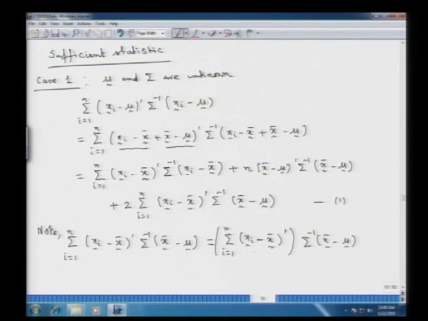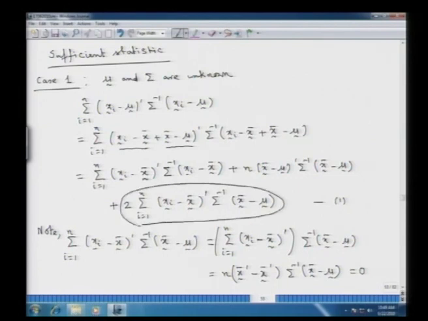It is going to give us 0, because it is the deviation from the sample mean vector x bar, and hence this is going to give us n times x bar transpose minus n times x bar transpose. So this is (n times x bar transpose minus n times x bar transpose) sigma inverse (x bar minus mu), and that is equal to 0. So this cross product term in equation number 1 is going to vanish because it is equal to 0.